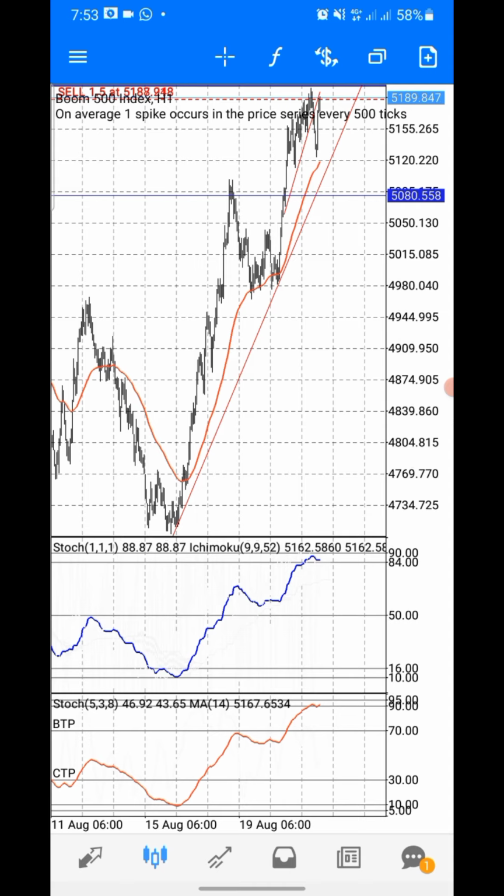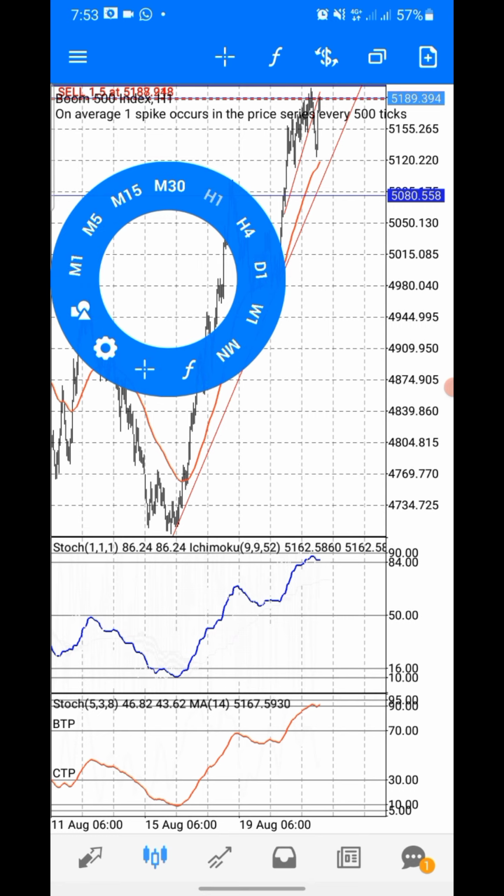Well, in order to use this strategy, we have to first minimize our chart to the lowest zoom level, or the minimum zoom level. Irrespective of the phone you are using, whether Android or iPhone, we have to minimize our chart to the lowest zoom level, which is like this. Here on my chart, I'm on the lowest zoom level, so you do well to adjust your screen to that.